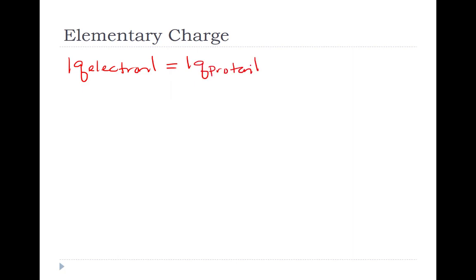So why am I talking about magnitudes here? I'm talking about magnitudes because I don't have to worry about the sign of the charge. The electron we know is negative, the proton is positive. I don't want to worry about that at the moment.